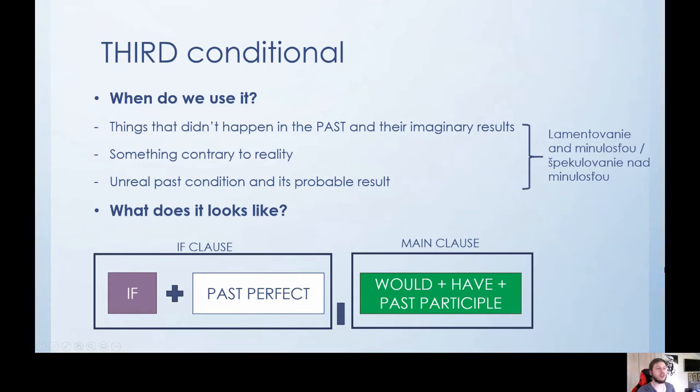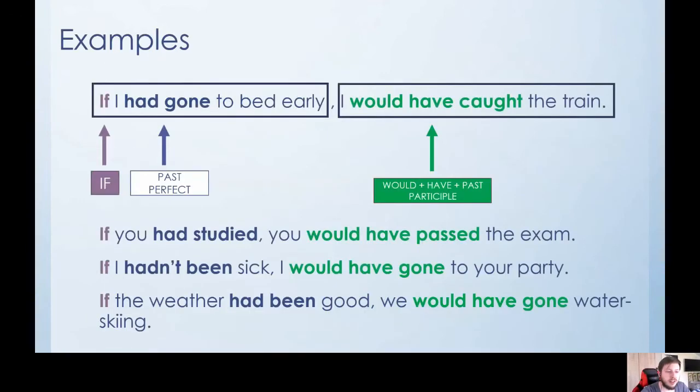Let's look at some examples which will help you understand it better. If I had gone to bed early, I would have caught the train. Okay? If I had gone to bed early, I would have caught the train.